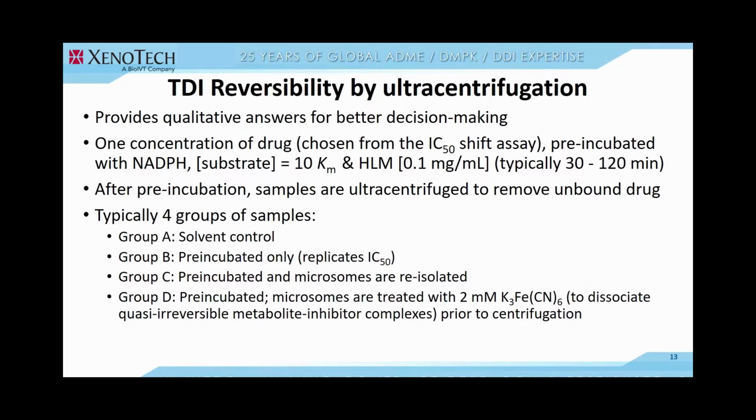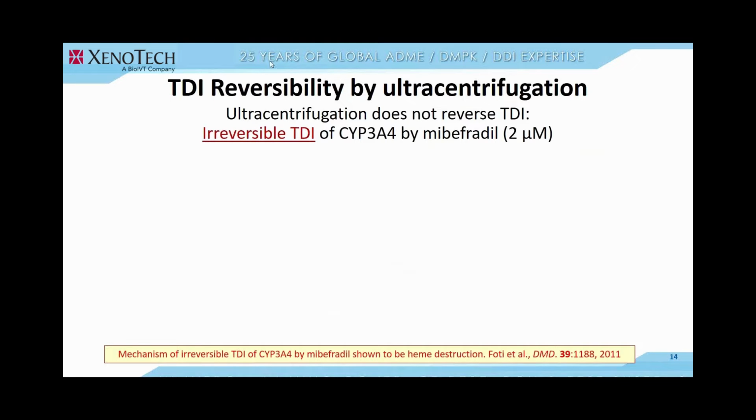And we typically have 4 groups of samples: solvent control, and then a group where the compound is pre-incubated only. So this replicates what we saw in the IC50 shift. And then pre-incubated with microsomes that are reisolated. I'll show you an example of these data here in a minute. And then finally, samples that are pre-incubated, where the microsomes are treated with a very high concentration of potassium ferricyanide, which is known to dissociate the quasi-irreversible metabolite inhibitory complex prior to centrifugation. So when ultracentrifugation does not reverse time-dependent inhibition, we can conclude we have irreversible time-dependent inhibition of CYP3A4.